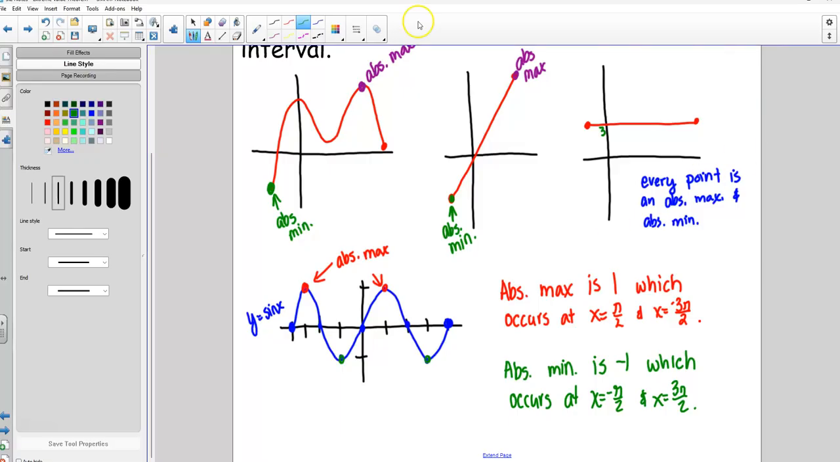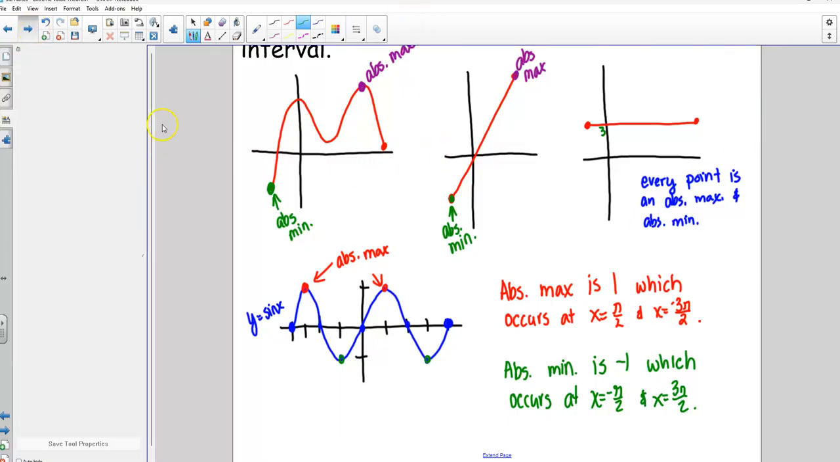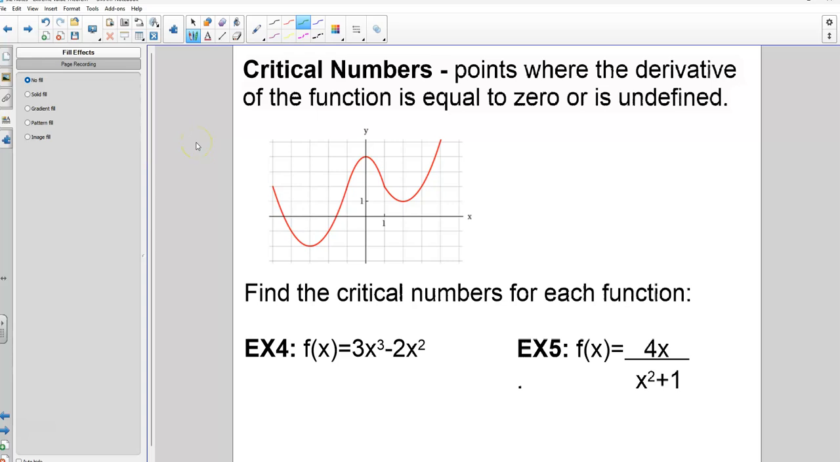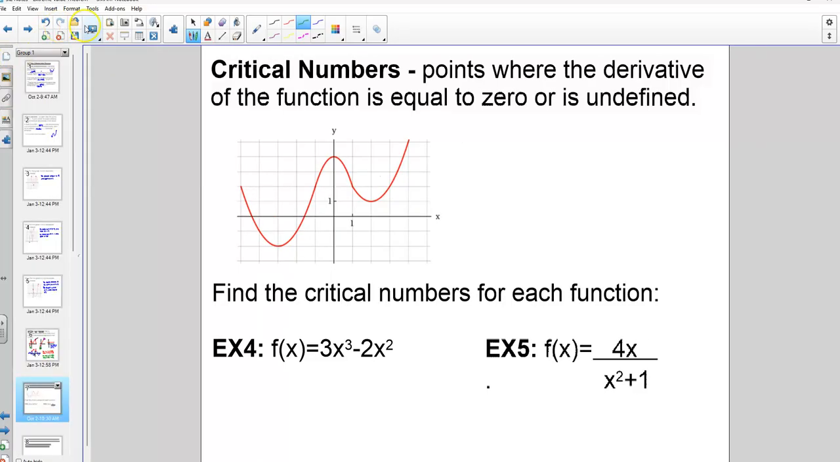All right, and today we'll be looking at absolute because the extreme value theorem only applies on closed intervals, and it's only going to guarantee those absolute maximum and minimums. So in order to know how to do this with calculus, we need to know about critical numbers. Okay? Critical numbers are points where the derivative of the function is equal to 0 or is undefined.